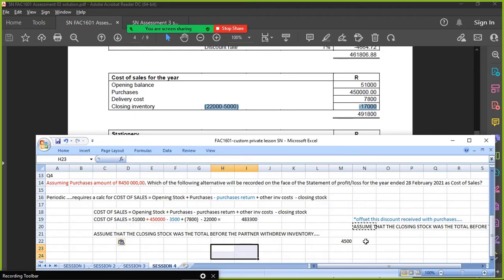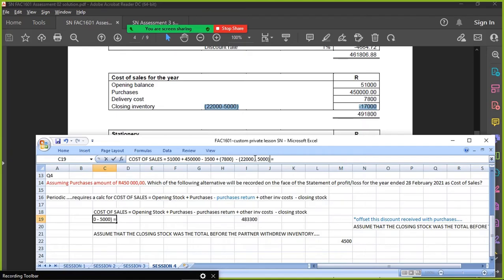Yeah. But we spoke about that whole closing stock situation. Okay, I'm comfortable with that. I'll follow you. But even though you have their working, I don't agree with their working because of the purchase returns. Okay, yeah.